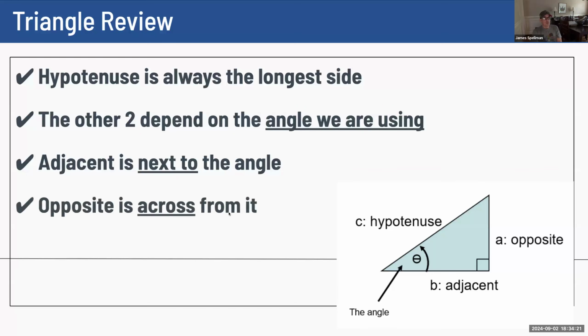The opposite, just like we always think in terms of a direction, is going to be across from it. So with this triangle, this is the opposite side because we're talking about this angle. The adjacent side is next to it. If we move this angle to the top and we were talking about that angle, then the opposite and adjacent would flip and switch terms. Hypotenuse would always stay the hypotenuse because it's always across from the right angle. So again, the adjacent and the opposite always depend on the angle that we're using to be able to answer.